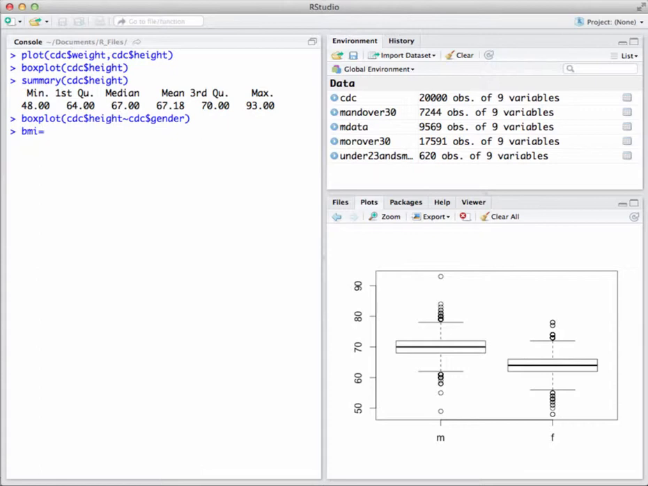So we're going to go for the numerator, the CDC weight, and we're going to divide that by CDC height, and then we need to multiply that times 703, which is the fudge factor to make it work so that these numbers come out in the right units. Okay, so oh, my bad. I'm sorry, it's the height squared. Almost made a dreaded mistake there.